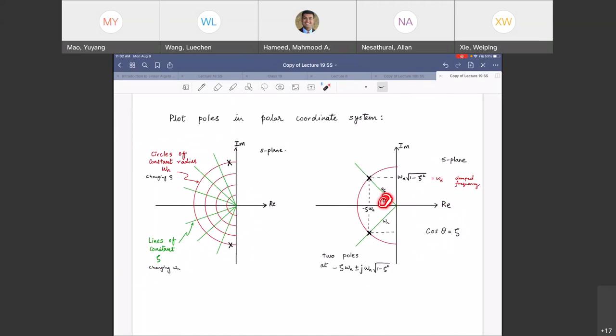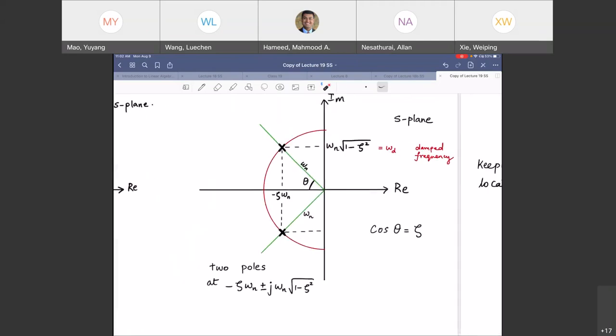This guy, cosine theta, is actually zeta. Right here. So for a particular angle of that line, you have that one zeta, and you're going further out as you change omega n. Omega n is controlling how far away you are from the origin, zeta is controlling at what angle you are away.